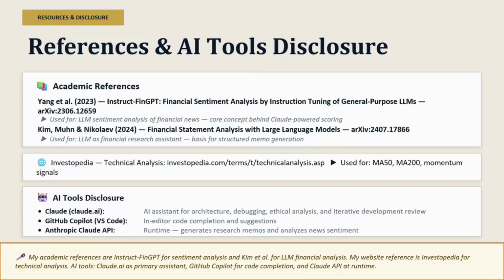Before we wrap up, here are my references. I used two academic references and one website source. For AI tools, Claude was my main development assistant throughout the project. GitHub Copilot helped with code completion in the editor, and the Claude API powered the app at runtime.